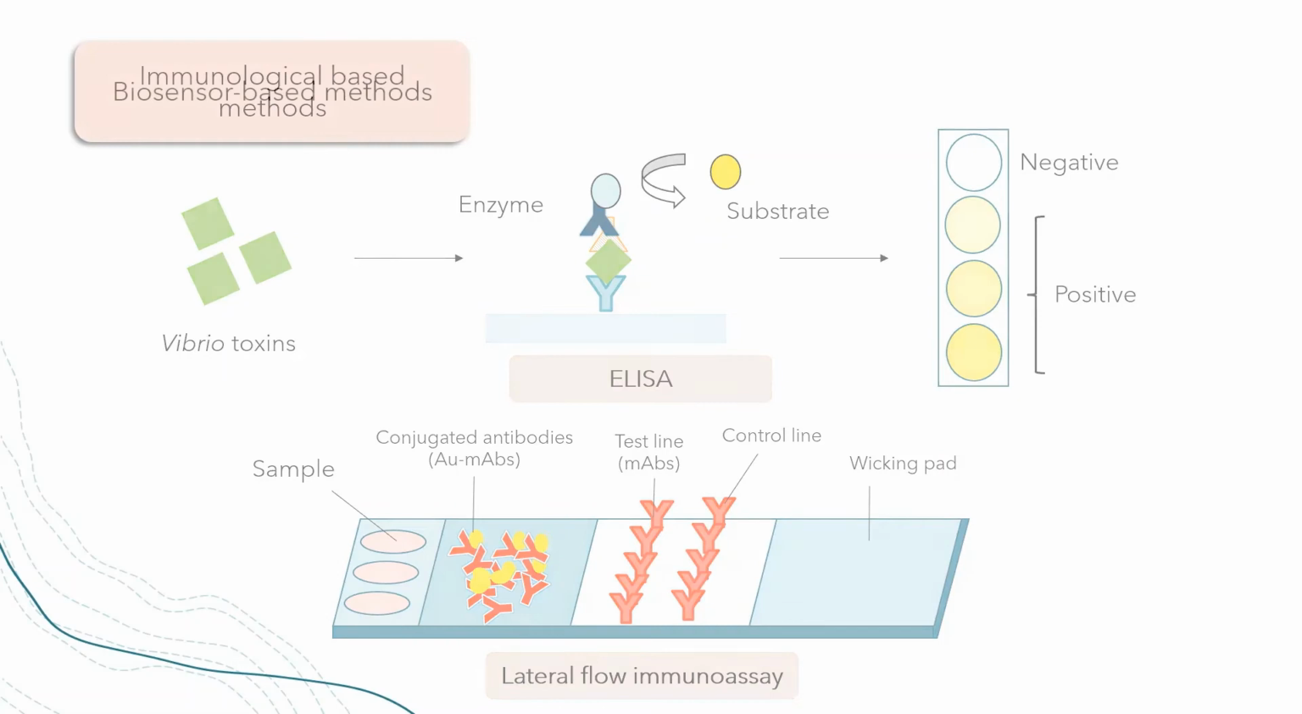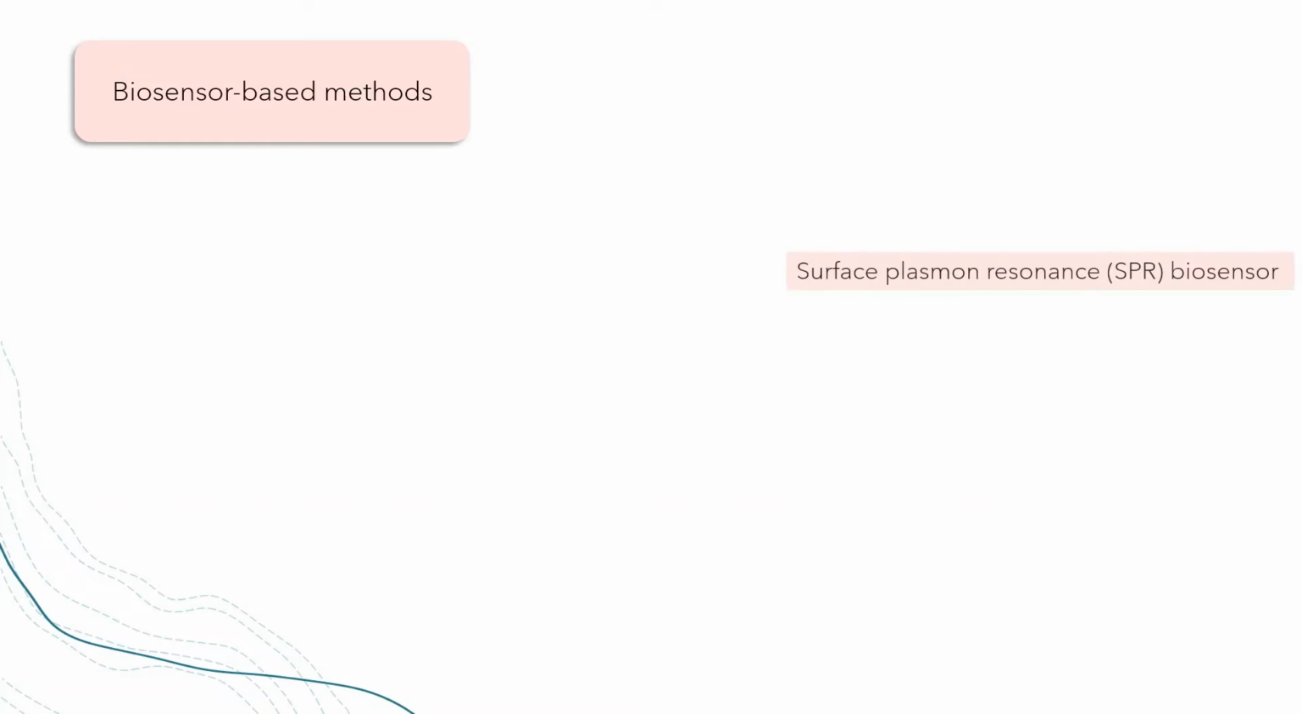Here, we have two examples of biosensors. Surface plasmon resonance biosensor is an optical biosensor. It is made up of a bioreceptor with an optical transducer system. How it works is that the outer membrane proteins of Vibrios will bind to the bioreceptors that are immobilized on the surface of a thin metal film.